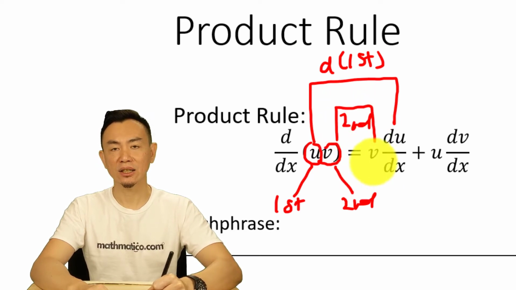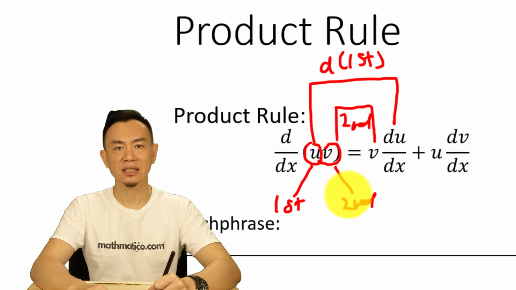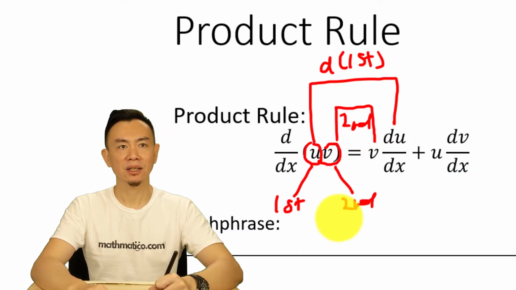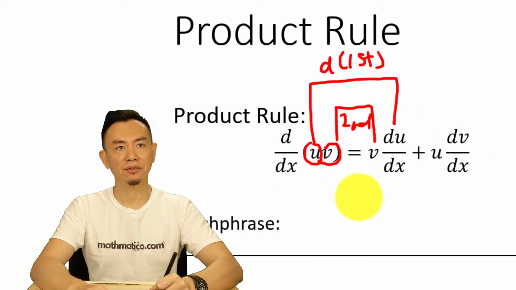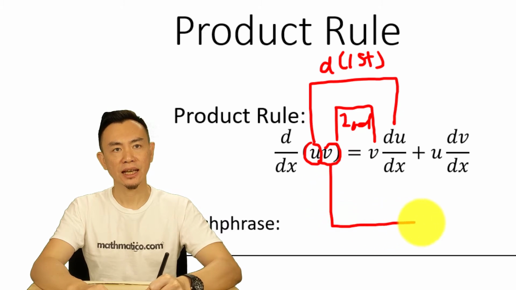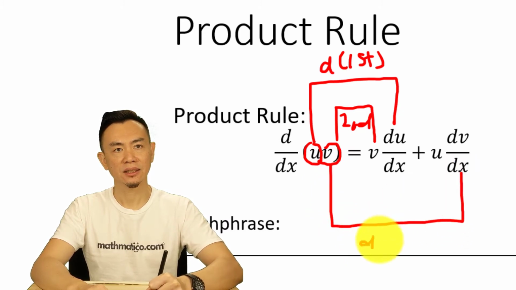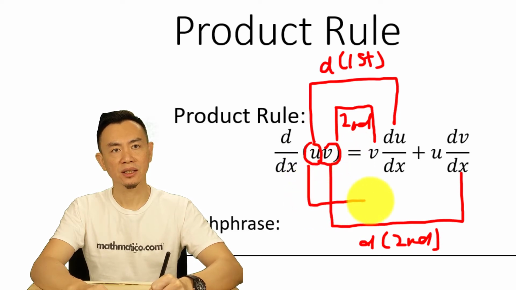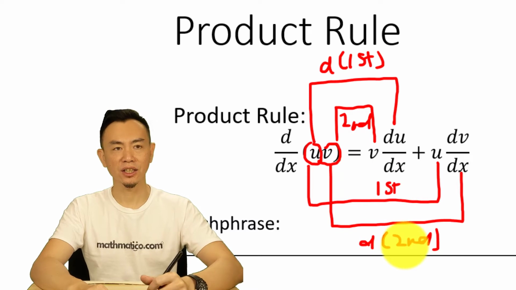Now, the second here is not differentiated, okay? V is the second expression and is not yet differentiated. But after it's differentiated, you get dv dx, okay? So you will have differentiate the second times the first. Okay, so this is the first here that is not differentiated, okay?